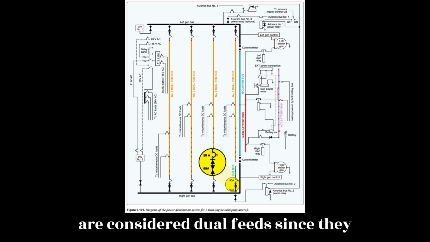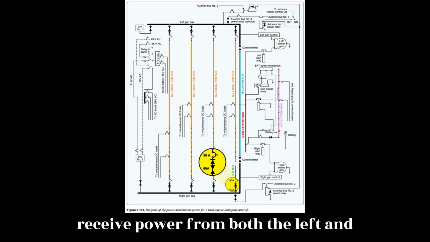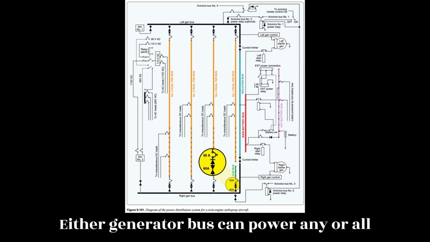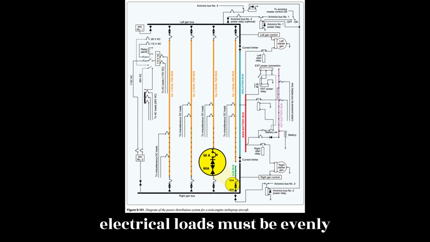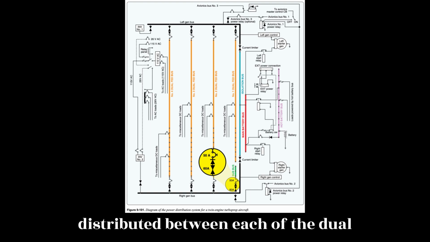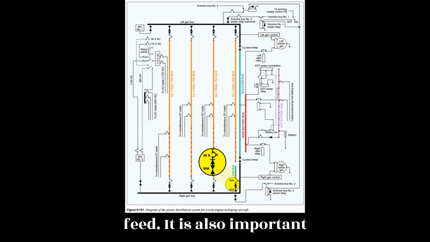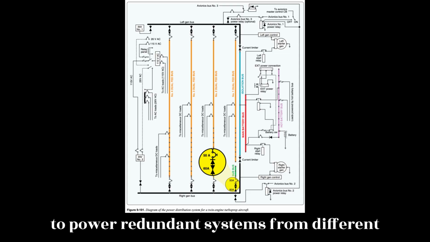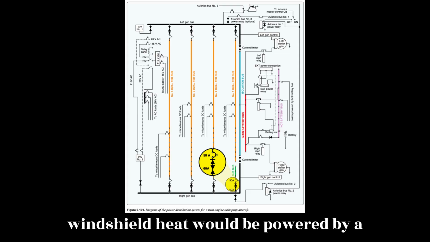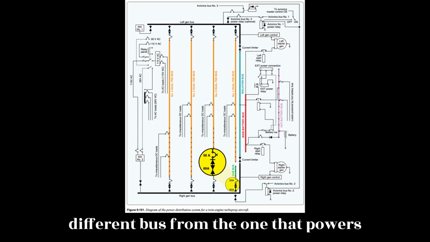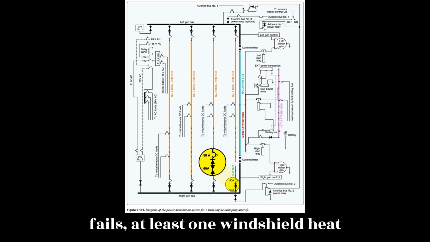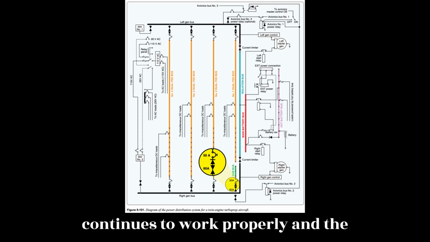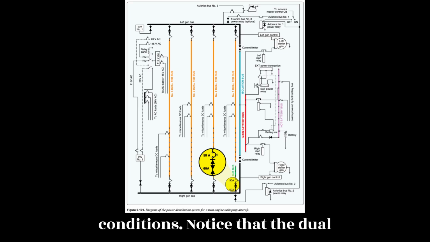These buses are considered dual-feed since they receive power from both the left and right generator buses. If a fault occurs, either generator bus can power any or all loads on a dual-feed bus. During the design phase of the aircraft, the electrical loads must be evenly distributed between each of the dual-feed buses. It is also important to power redundant systems from different buses. For example, the pilot's windshield heat would be powered by a different bus from the one that powers the co-pilot's windshield heat. If one bus fails, at least one windshield heat continues to work properly, and the aircraft can be landed safely in icing conditions.